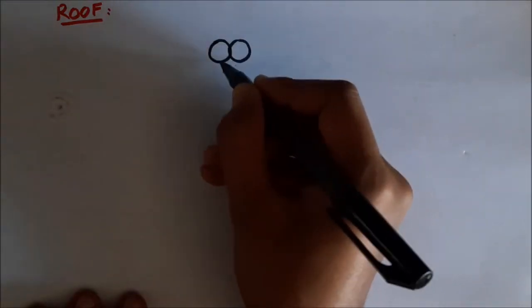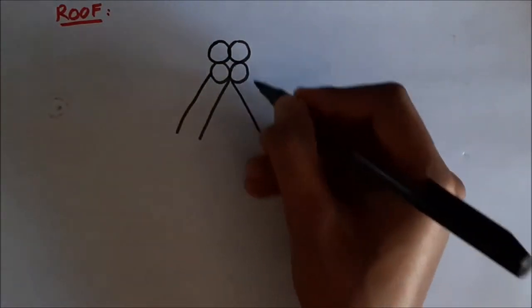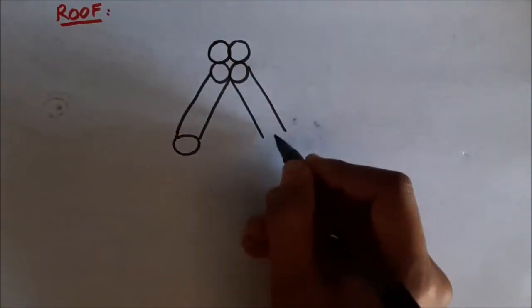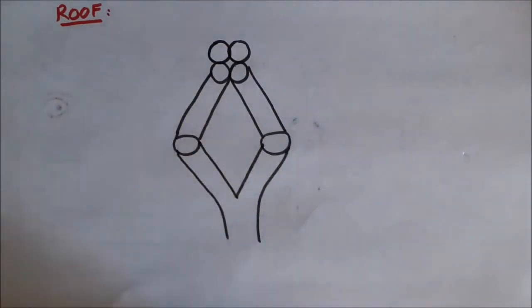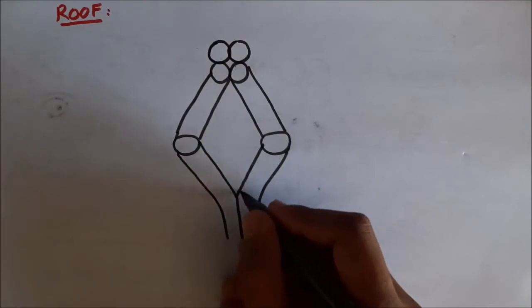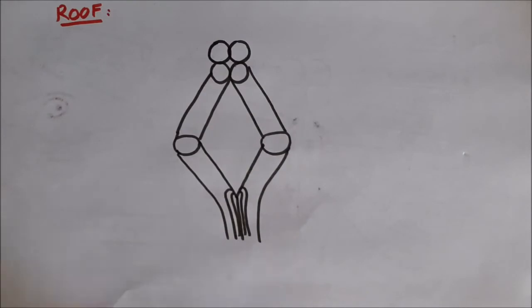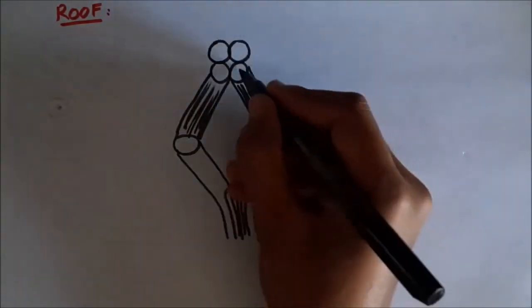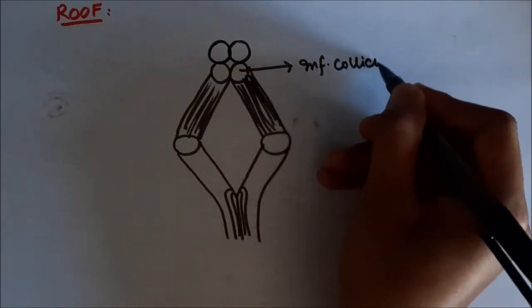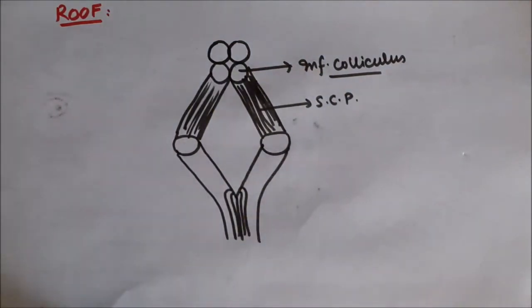These are the superior and inferior colliculi. This is the superior cerebellar peduncle, and below it is the inferior cerebellar peduncle. Now we are discussing the roof of the fourth ventricle. In the upper half, the structures that we find in the roof are the inferior colliculus and the two superior cerebellar peduncles, which are joined by a thin sheet of white matter.